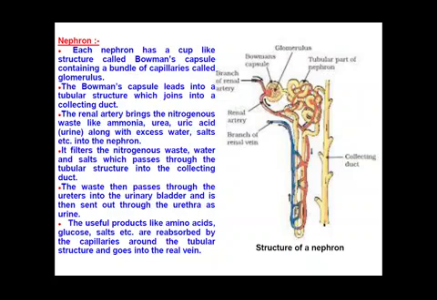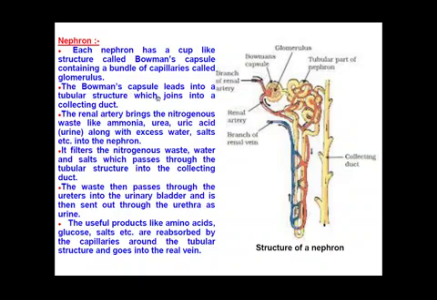Each nephron has a cup-like structure, and this cup-like structure is known as Bowman's capsule. As you can see in this figure, there is a cup-like structure present here, known as Bowman's capsule. Inside this cup-like structure, a bundle of capillaries is present, and these capillaries are known as glomerulus. Each nephron is made up of a cup-like structure, Bowman's capsule, and inside it is a bundle of capillaries known as glomerulus.